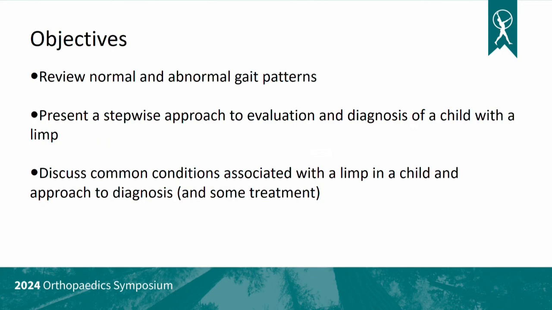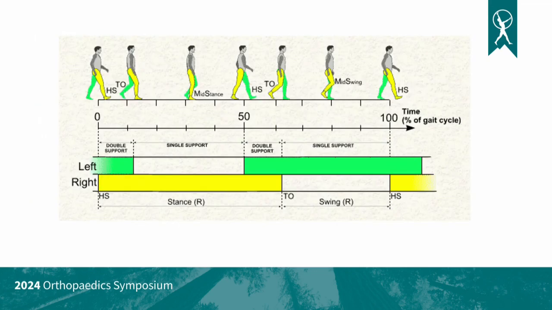So I just want to talk about kind of normal, abnormal gait patterns. How do we work up a child who's limping? And then talk about some common conditions that can cause a limp and how do we go about treating some of those things. And so in order to talk about abnormal gait, it's good to talk about what is a normal gait. And so a normal gait cycle goes from a heel strike of one leg until you get back to the heel strike of that same leg.